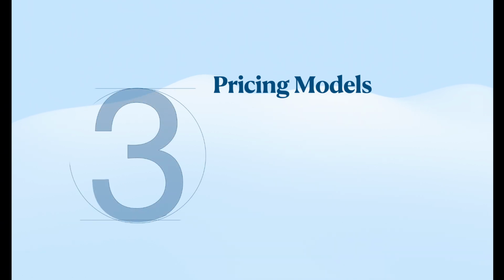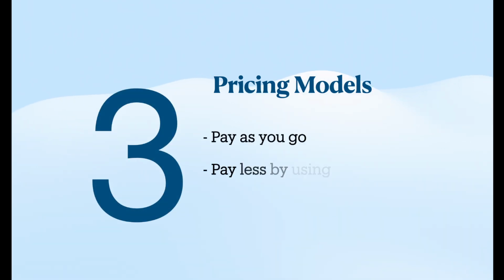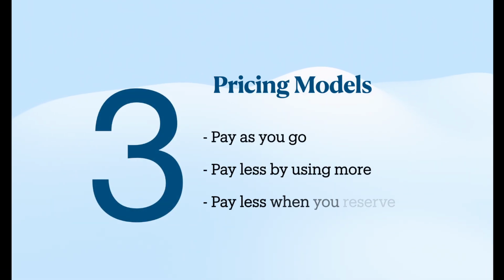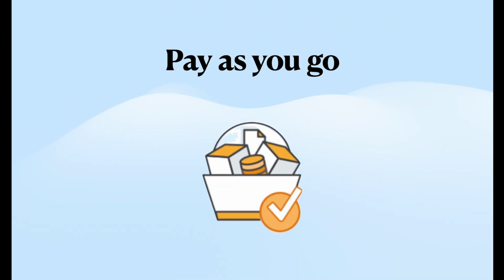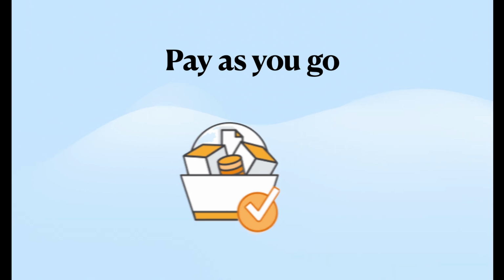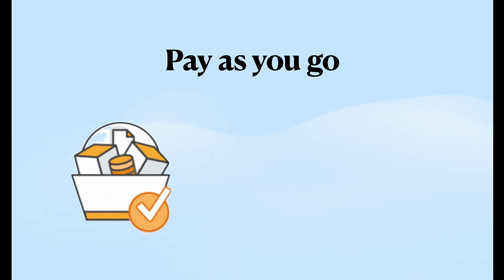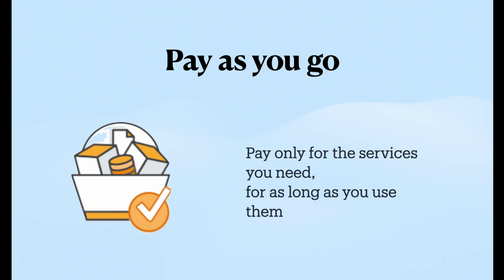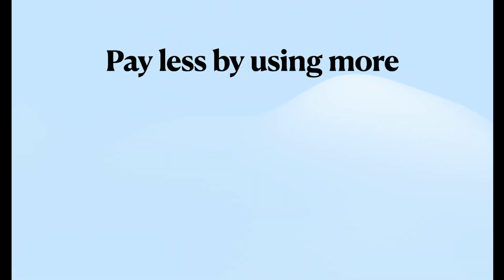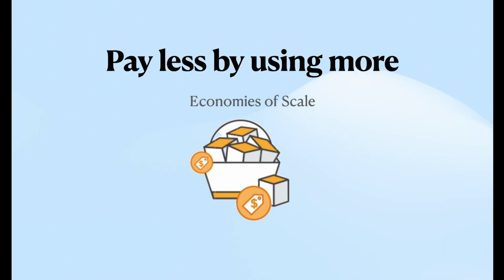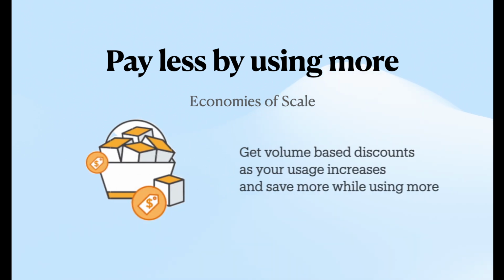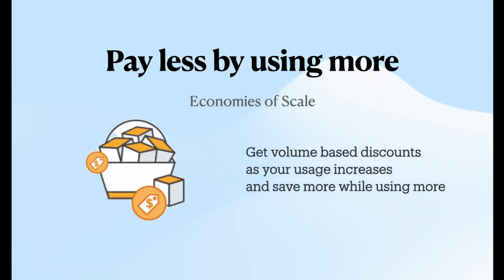There are three basic pricing models in AWS: pay as you go, pay less by using more, and pay less when you reserve. AWS offers a pay as you go pricing approach for the majority of their cloud services. It means you pay only for the services you need for as long as you use them. This allows you to easily adapt to the changing business needs without having to overcommit budgets and depend on forecasts. Pay less by using more focuses on economies of scale. You can get volume-based discounts as your usage increases and save more while using more.